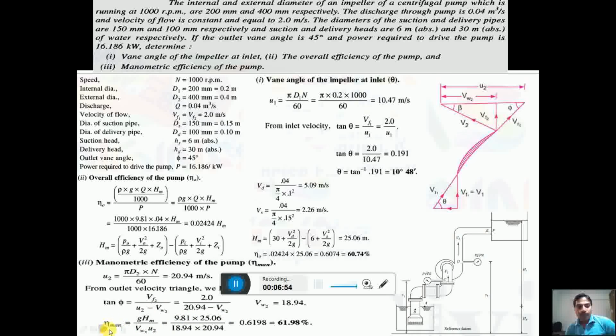Then vw2 we can calculate, because vw2 is the only unknown in this equation. So vw2 we have got as 18.94 meter per second. Once you got vw2, manometric efficiency is nothing but manometric head divided by the runner head, and that is nothing but Hm divided by vw2u2 divided by g. That is, in simplified form we can write simply as gHm divided by vw2u2. Putting all these values, we can get the manometric efficiency as 16.98. Thank you.